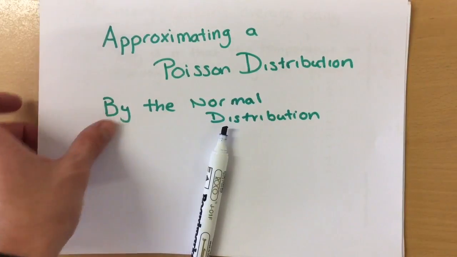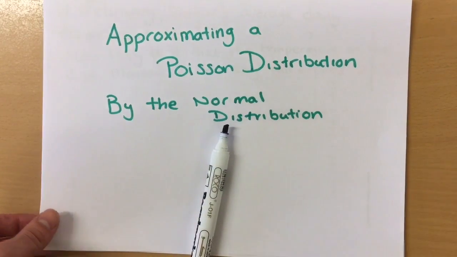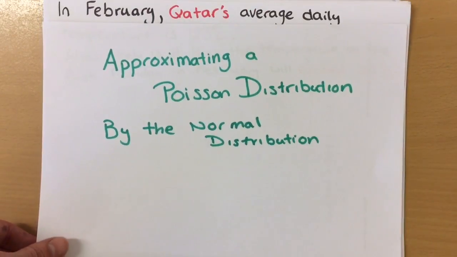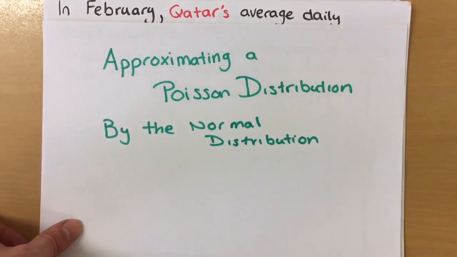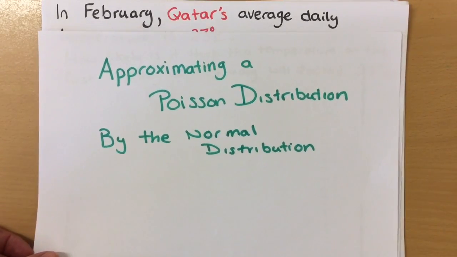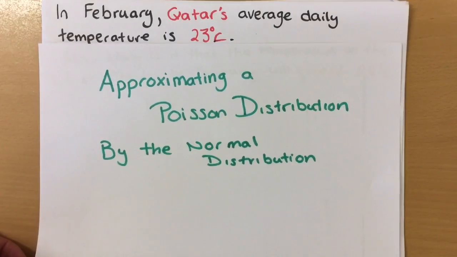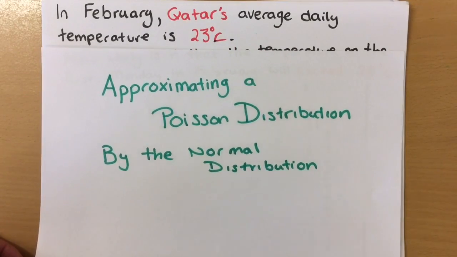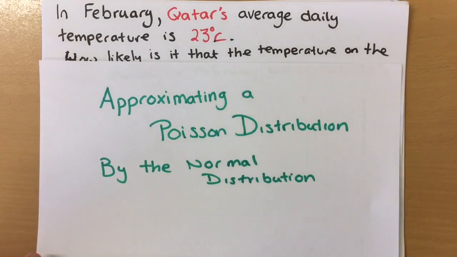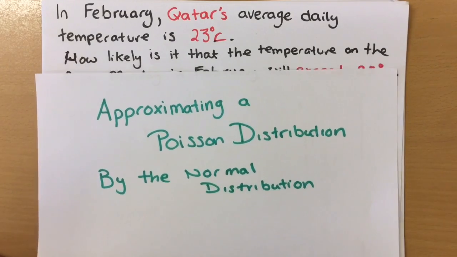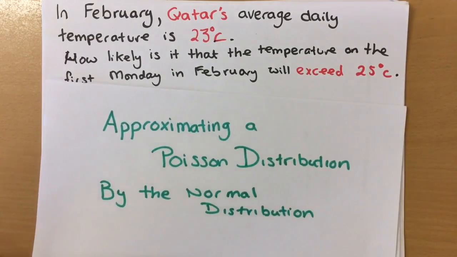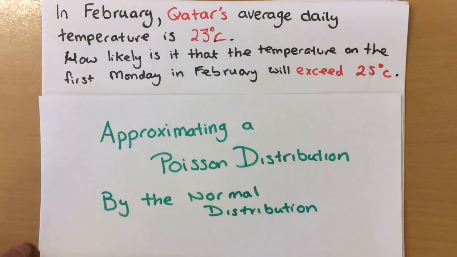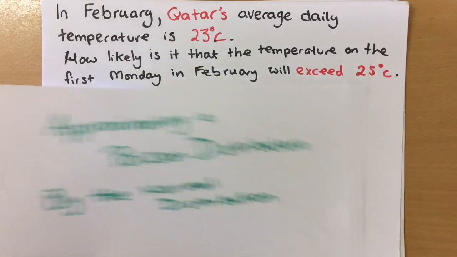So, our example. In February, I don't know if you know this, but Qatar's average daily temperature is 23 degrees Celsius. So I want to know how likely is it that the temperature on the first Monday in February will exceed 25 degrees Celsius, so a warmer than average day.